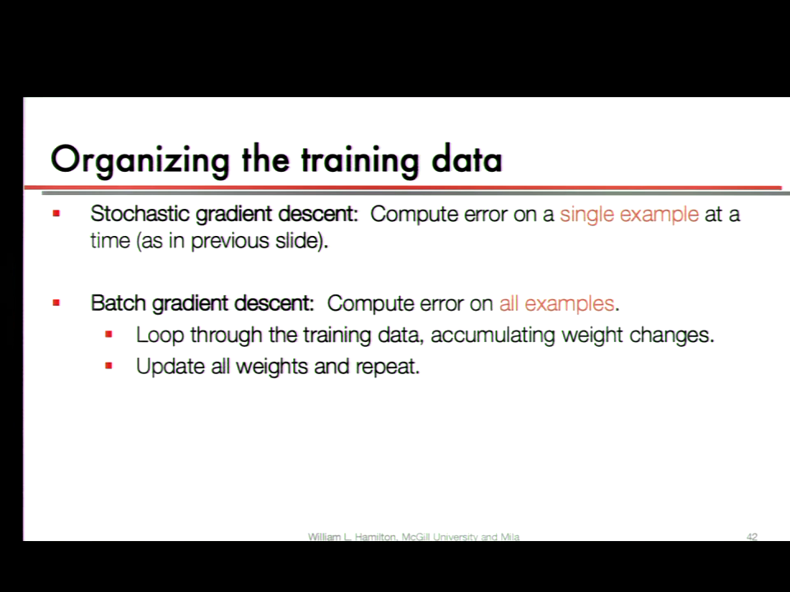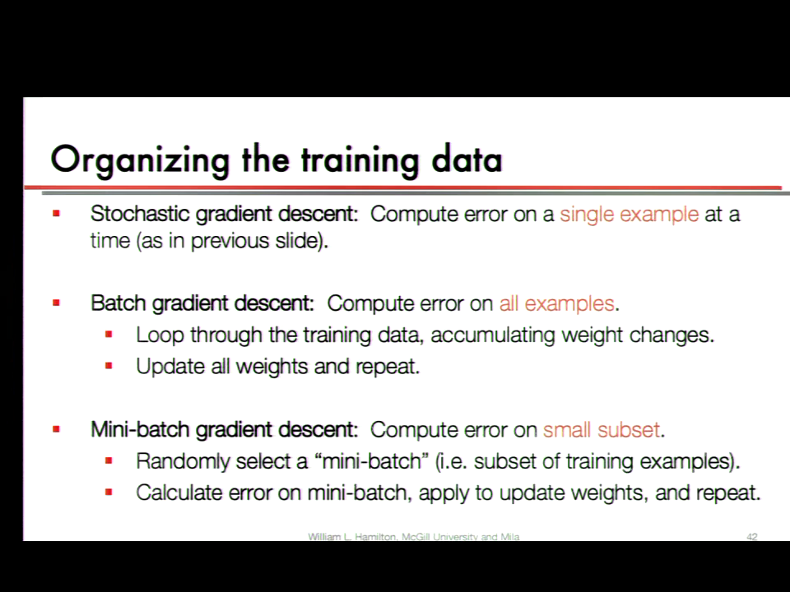You could also do what's called batch gradient descent. That's what we've been doing in this course so far, and what you implemented in Mini Project 1. Here we compute the error on the entire training set and then do our updates after that. There's also a middle ground, called mini batch gradient descent, where we choose a small number of training examples, usually somewhere between 64 and 256, because people like powers of 2. We compute the error on this small subset of data, update our weights based on this error, and keep doing that.